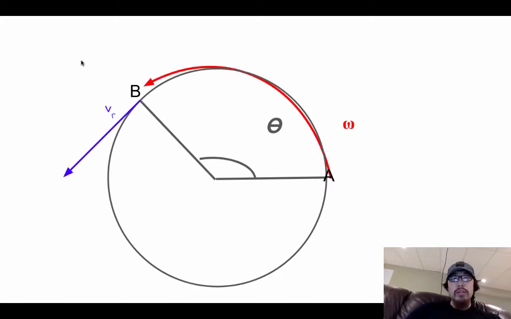Okay. Now here's a different example to show you exactly what tangential means. So at point B, the object is moving down and to the left. Okay, that is its tangential velocity. However, its angular velocity is how fast it's going around in a circle. But the tangential velocity is how fast it's actually going if it were to be released at that point.